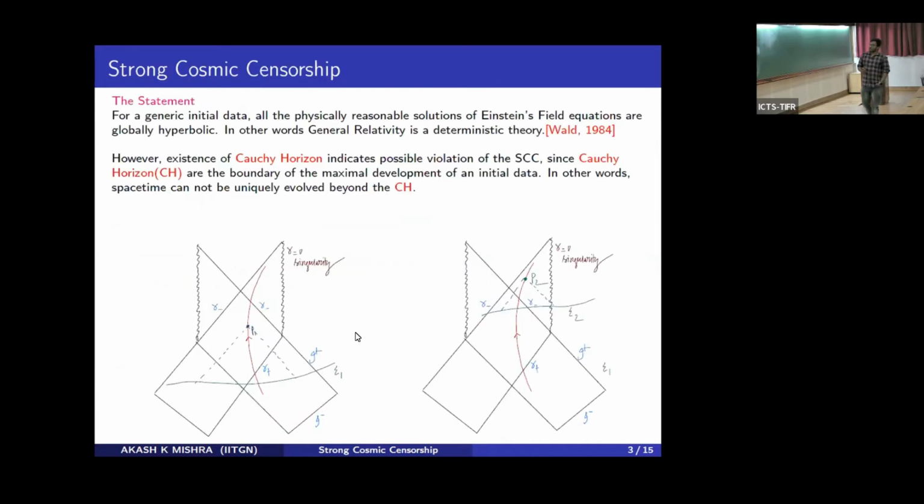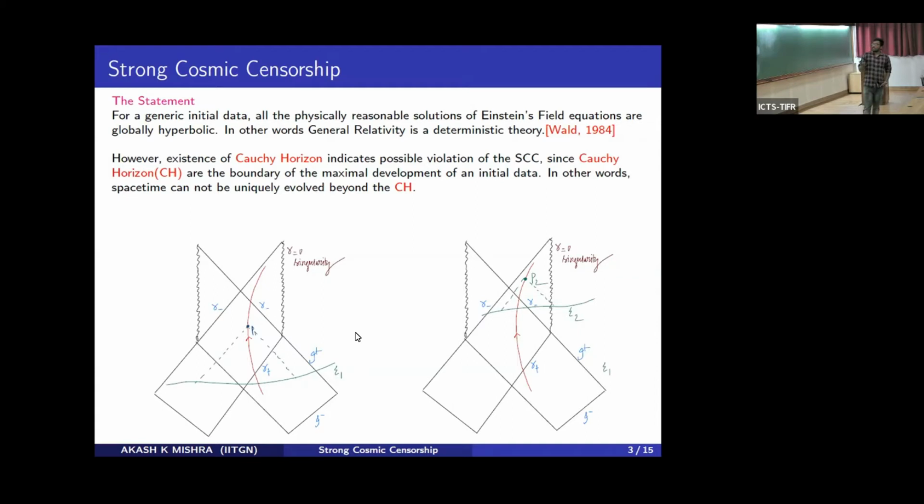So let's start with the statement of strong cosmic censorship. What it says is that for generic initial data, all physically reasonable solutions of Einstein's field equation are globally hyperbolic. And when I say globally hyperbolic, I just mean there exists a Cauchy hypersurface on the spacetime on which you can define some initial data. There are some regularity conditions, of course, that need to be imposed on the initial data, but Einstein's equation should be able to evolve that initial data to some future point. And a spacetime is said to be globally hyperbolic if such a Cauchy hypersurface exists.